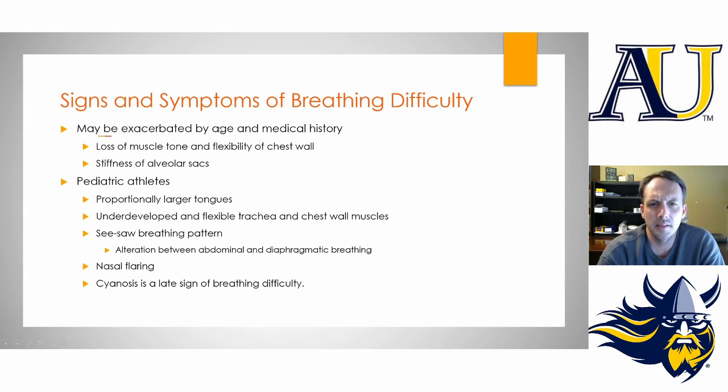So other signs and symptoms of breathing difficulty, go over that again over a long period of time. That loss of muscle tone and flexibility of the wall, stiffness of the alveolar sacs. In pediatrics, we see proportionally large tongues and underdeveloped and flexible trachea and chest walls. The seesaw breathing pattern and nasal flaring is basically due to the high pressure that they're putting on themselves in order to get breathing. Creates this sort of pattern where they'll breathe fast and then they'll breathe slow, and you'll see that.